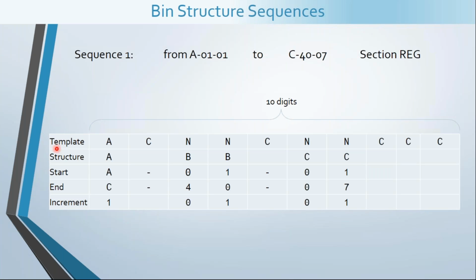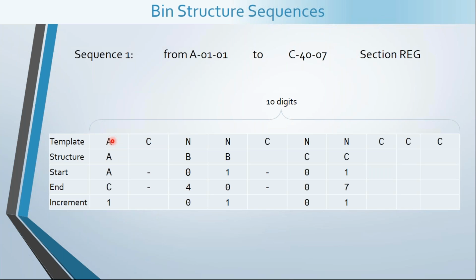So first, let's talk about the template. A template is a 10 digit long string which has 3 elements, A, C, and N. It can have one of these 3 possible values at each of these 10 positions. A represents alphabet.